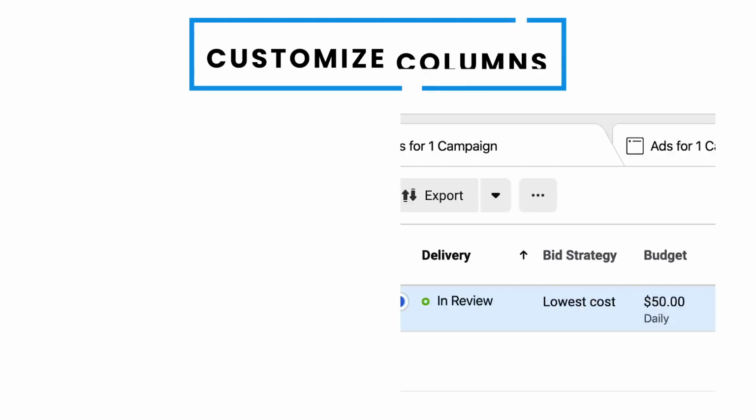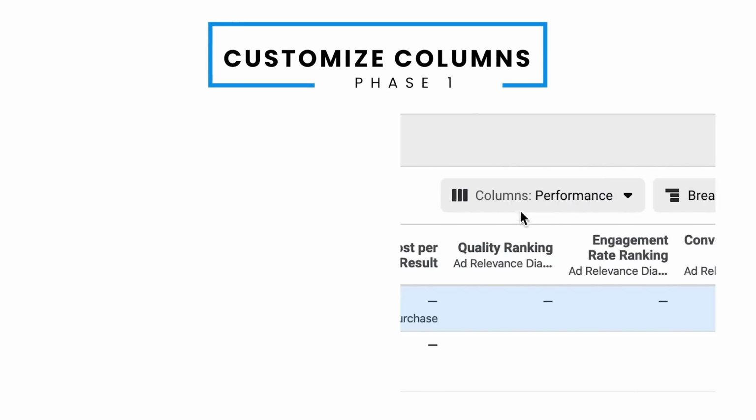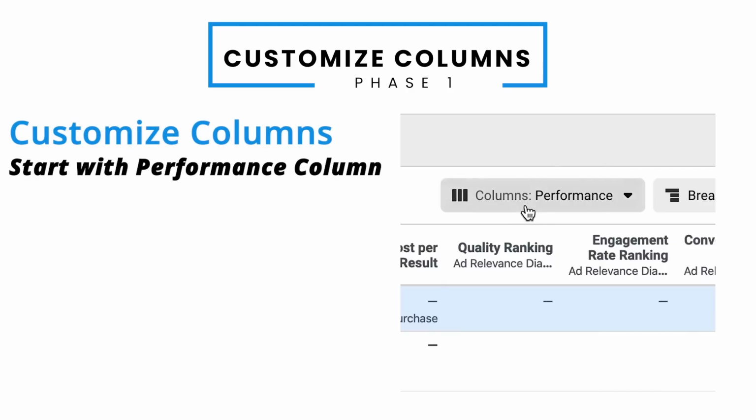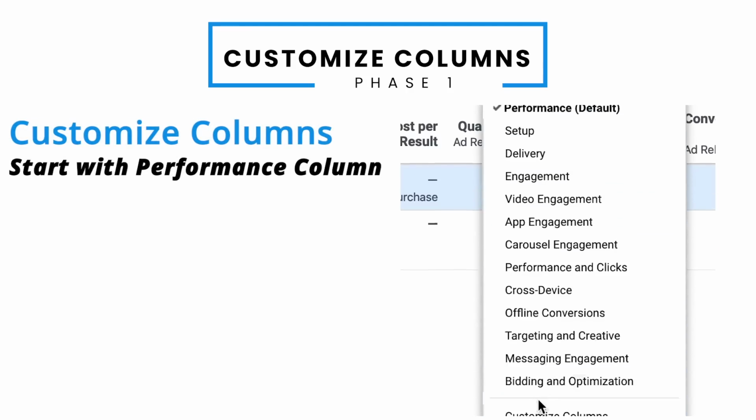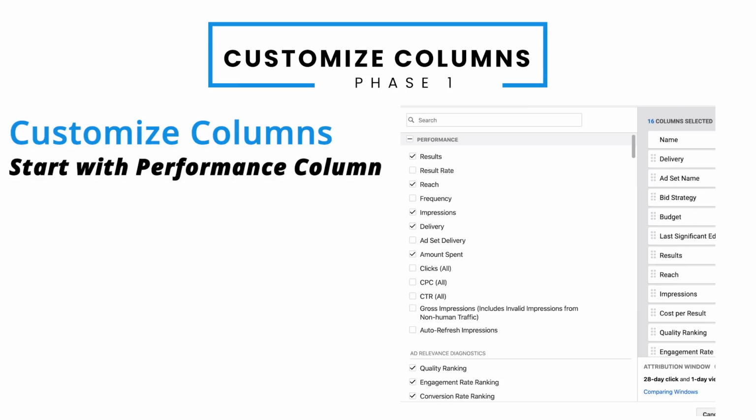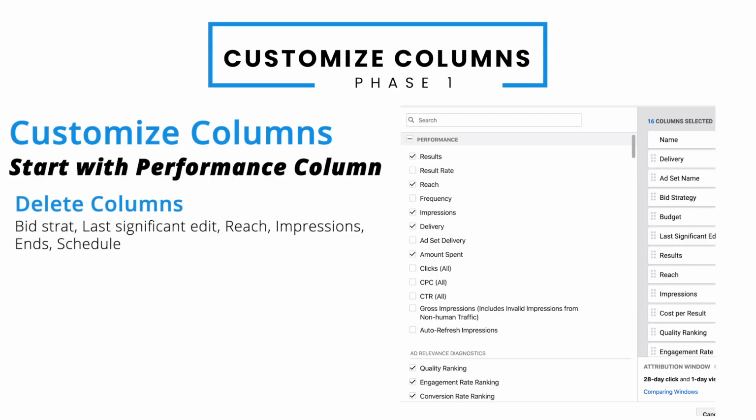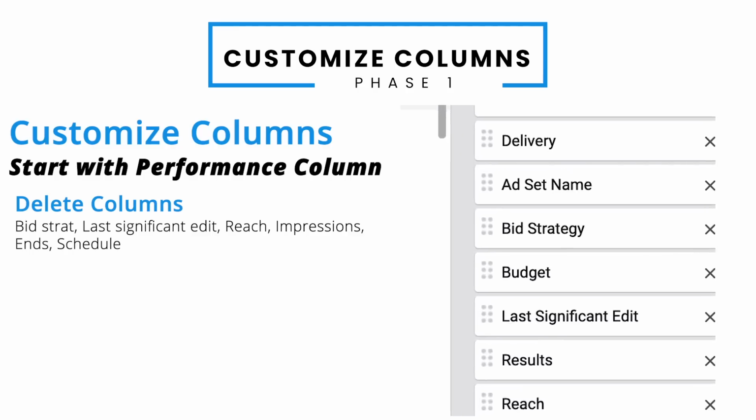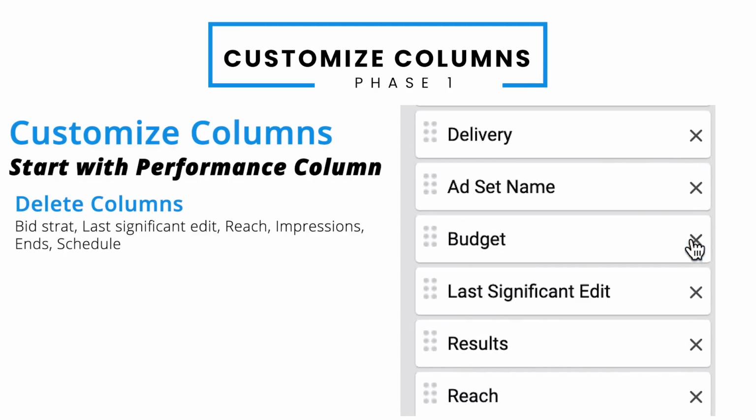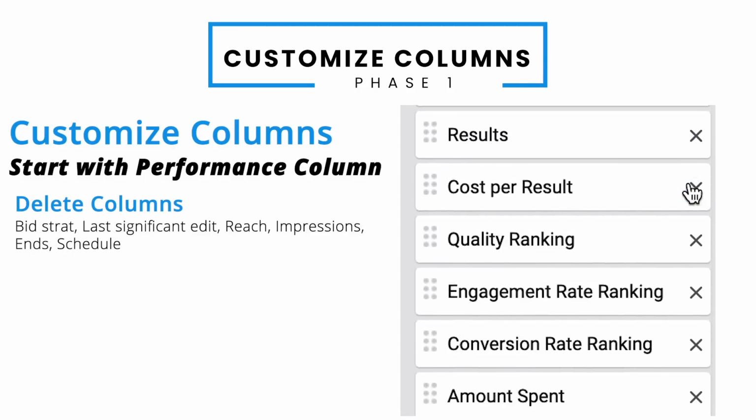In the meantime, we'll customize our columns so that we can analyze our ads with the metrics that are most important for dropshipping through Shopify. We'll start with the basic performance column and customize it by going to columns and then customize columns. First, we'll delete a few columns that we don't really need or only need to look at occasionally. Those are bid strategy, last significant edit, reach, impressions, ends, and schedule.